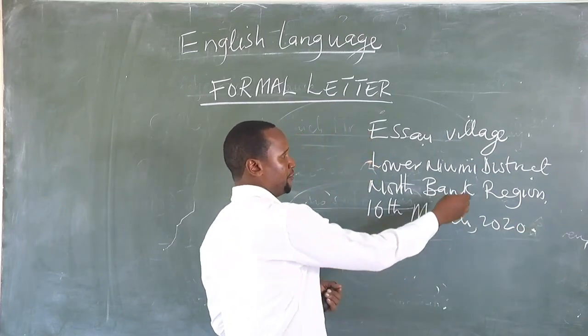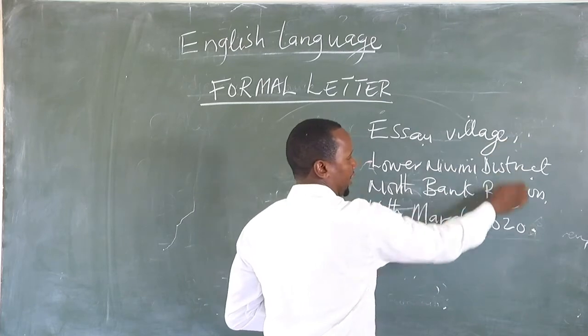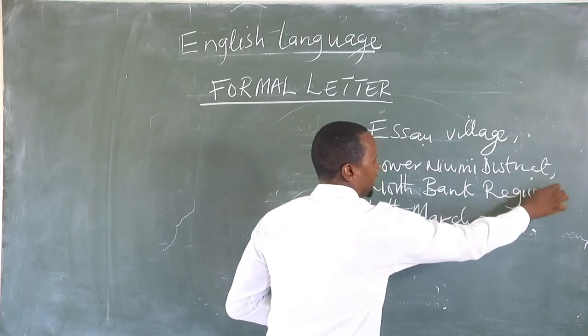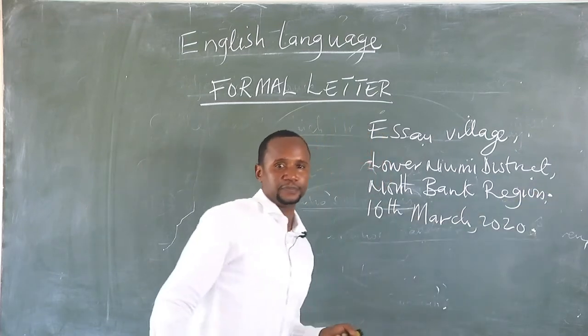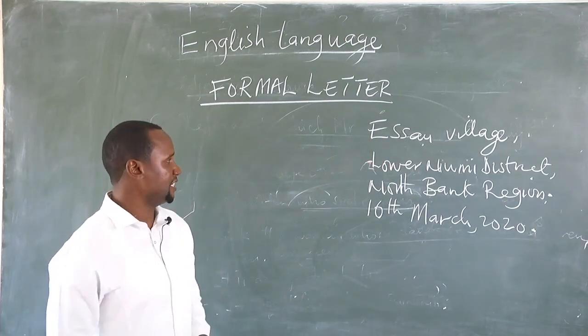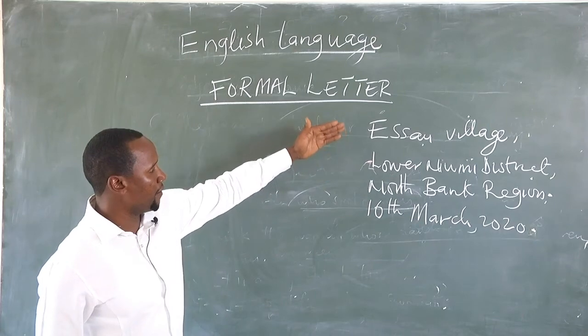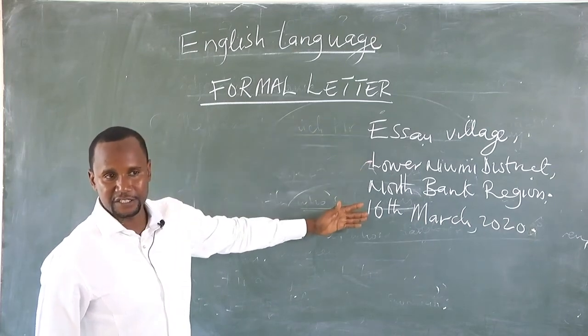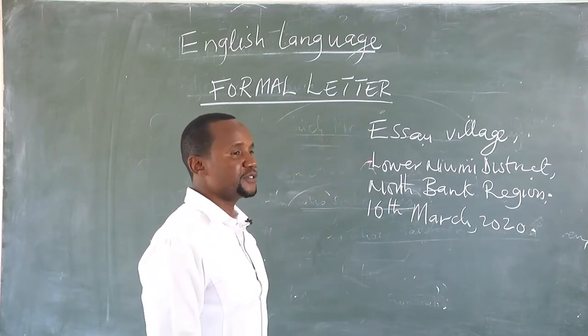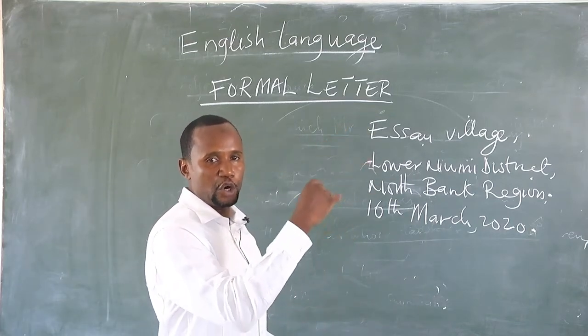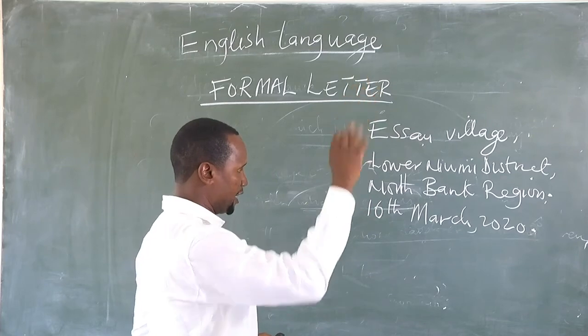Which means if I want, I will put a comma here at this end, and then at the end of the address I'll put a full stop. So this is what we are referring to as the sender's address. Since the formal letter has 2 addresses, the sender's address is found at the right hand corner, or the top right corner of the script.